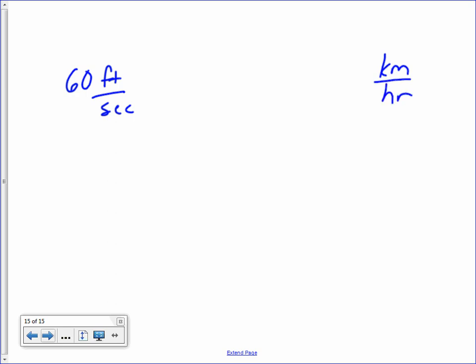Some things you're going to need: you're going to need to go from seconds to hours. I know there are 60 seconds in 1 minute, and, excuse me, there are 60 minutes in 1 hour. Now the conversion that isn't going to be as easy is from feet into kilometers.